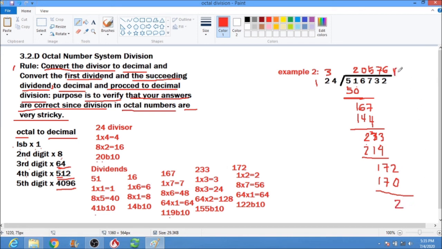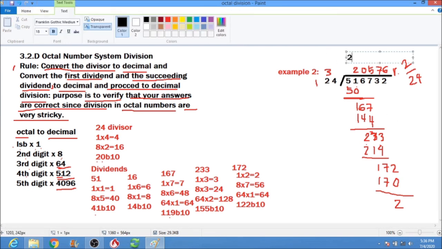So therefore we have 2 over 24 for the remainder. So therefore our final answer is, let's write, 20,576 remainder 2 over 24, and this is of course base 8.